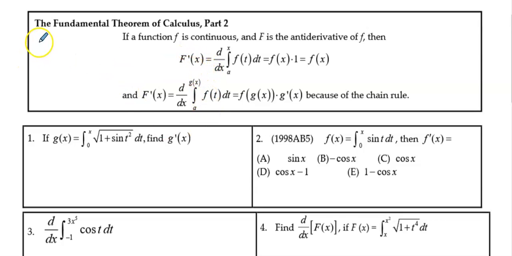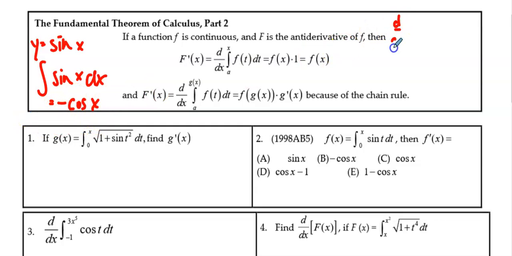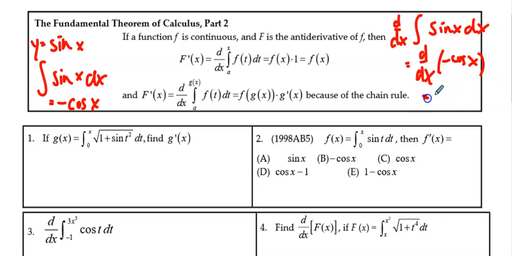So guys, just think about this for a second. If I give you y equals sine of x, and then I integrate this, so I integrate sine of x dx, well, the integration of sine is going to be equal to negative cosine of x. If I ask you to find the derivative of that integration, the derivative of the integration of sine of x dx, which again is the derivative of negative cosine of x, then we're going to get sine of x back. So if you take a derivative of an integral, you should get it back.